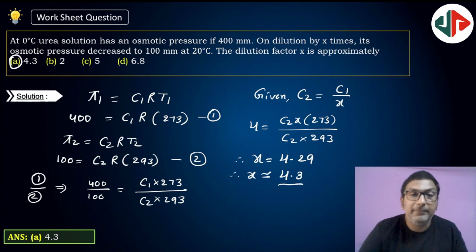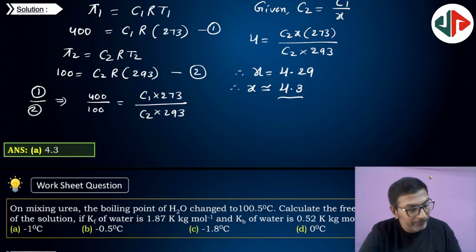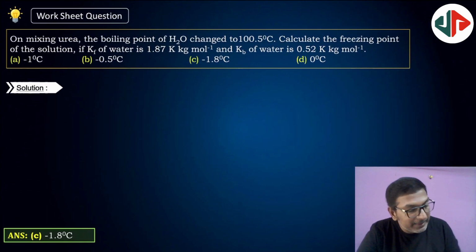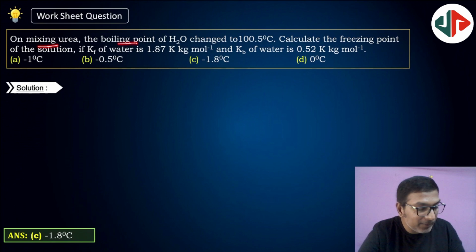4.3, option A. So dilution 4.3 times. Next. So on mixing urea, the boiling point of H2O changed to 100.5 degrees. Calculate the freezing point of solution. Kf and Kb of water are given.